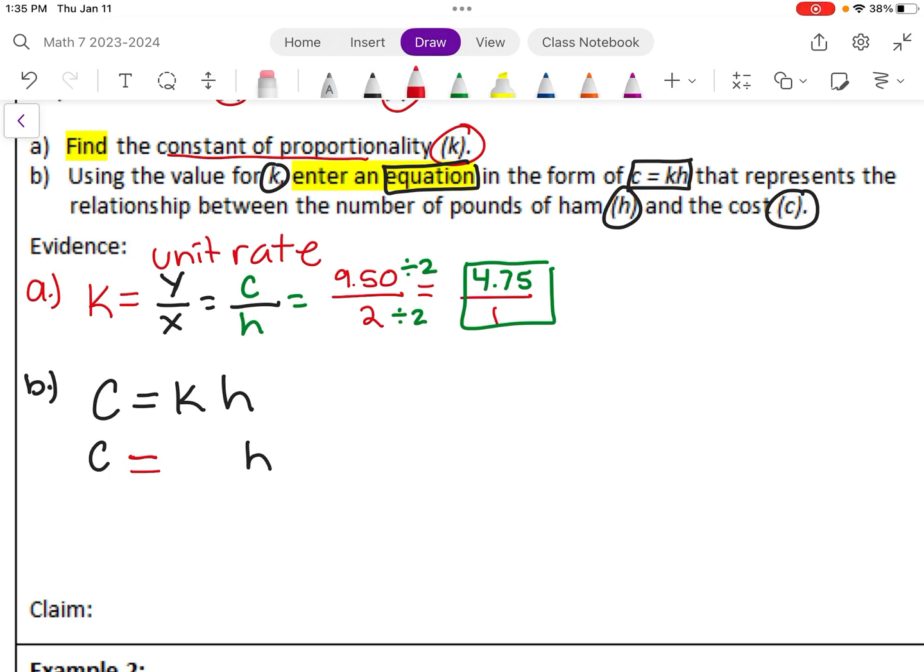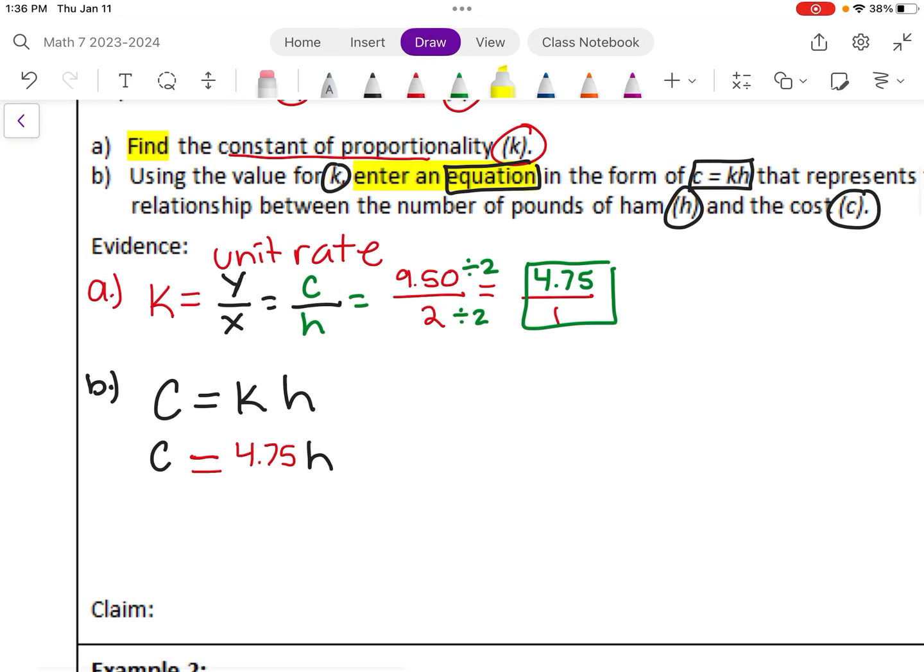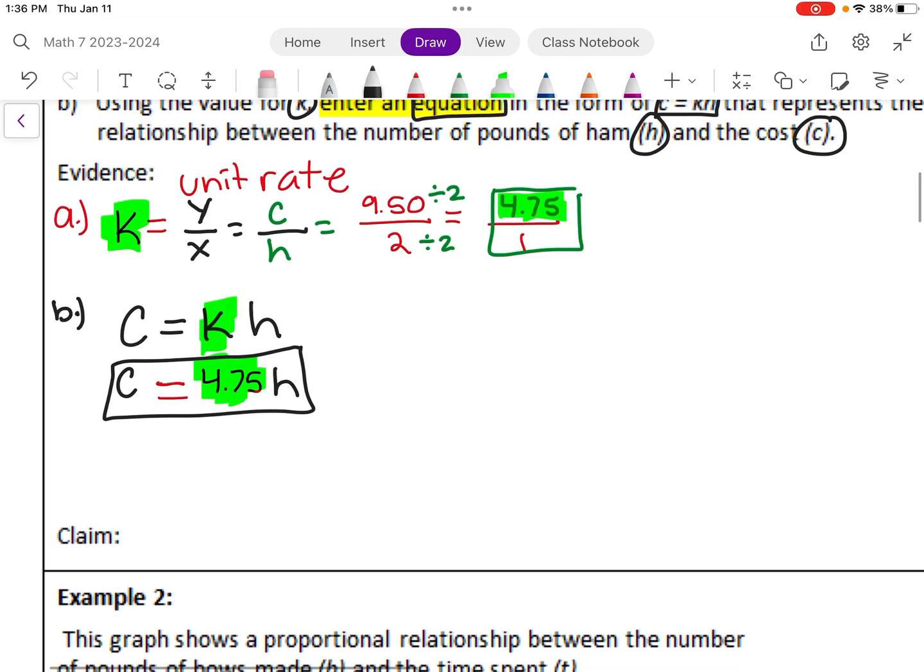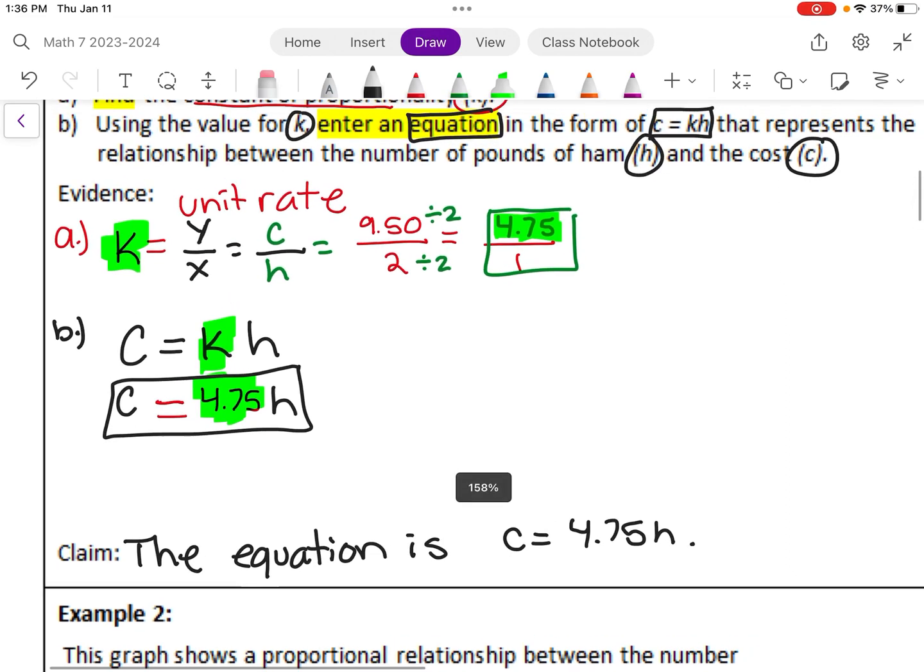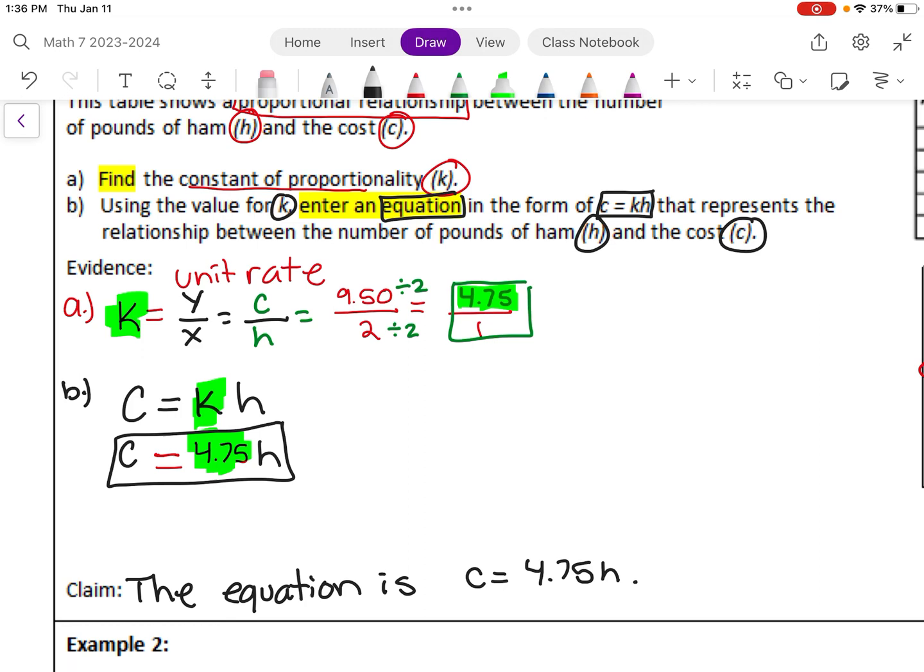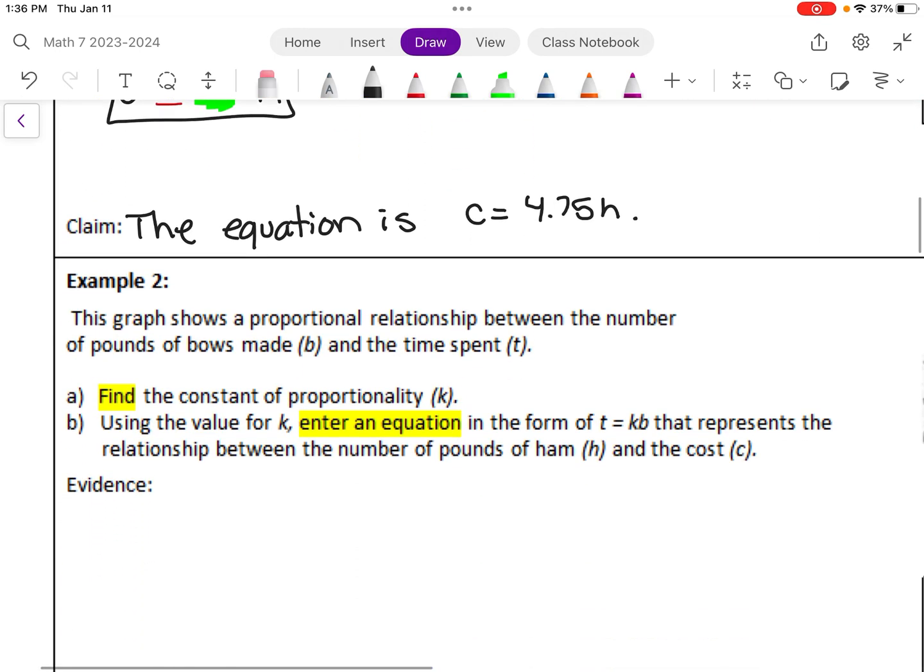So we've got K. Our new value is 4.75. All we did is take what we found in the first part of the problem and substitute that value. So our actual new equation is C is equal to 4.75H. Now we're going to write in our claim: the equation is C is equal to 4.75H. You can pause the video to catch up on your notes, but I'm going to keep going and go to example 2.